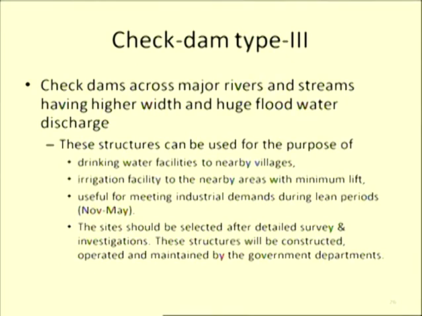Proper sanctions and permissions should be taken from the irrigation department, and from the local bodies and local controlling authorities of the particular area in which they are being constructed. Without their permission, these are not built. Even if it is a public construction, proper permissions are needed.